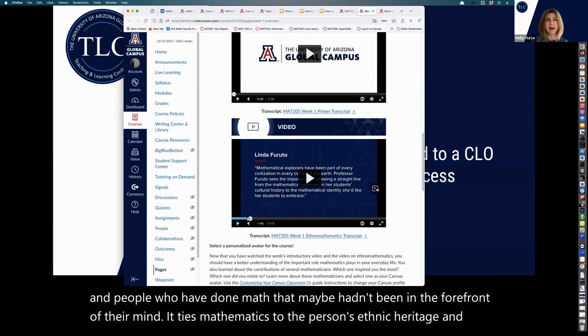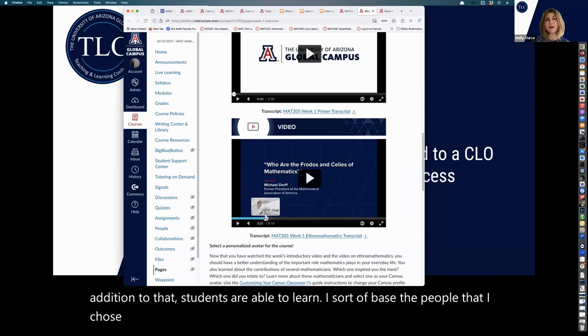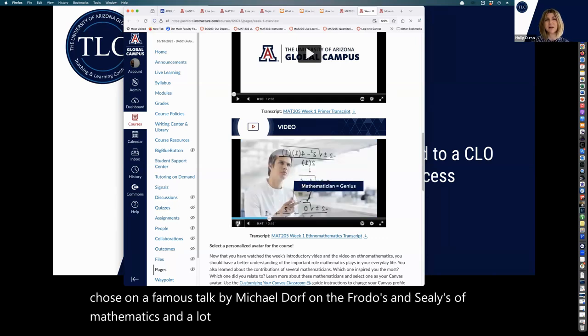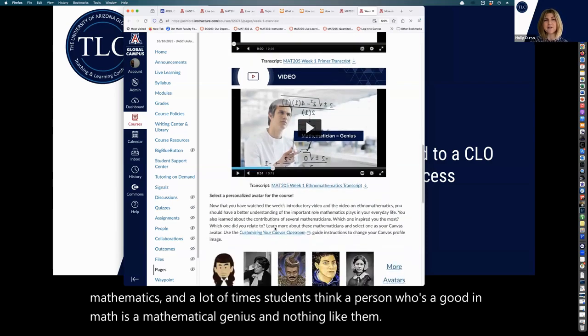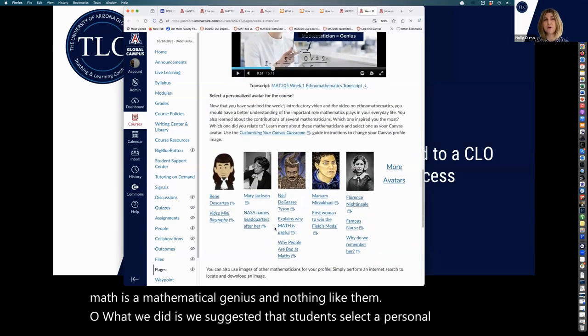And in addition to that, students are able to learn. I sort of based the people that I chose on a famous talk by Michael Dorff on the Frodos and Seeleys of mathematics. And a lot of times students think a person who's good in math is a mathematical genius and nothing like them. So what we did is we suggested that students select a personalized avatar for the course.